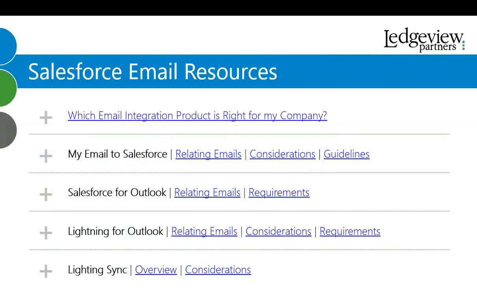And then we went in and dug into, all right, if you're going to use My Email to Salesforce or Salesforce for Outlook or Lightning for Outlook, how does all this work? What do I need to take into consideration? What are my system requirements? How do we actually use it? If I'm going to pass this off to my end users, what can I do for training materials? How do I tell them about this? So we gathered all this information.